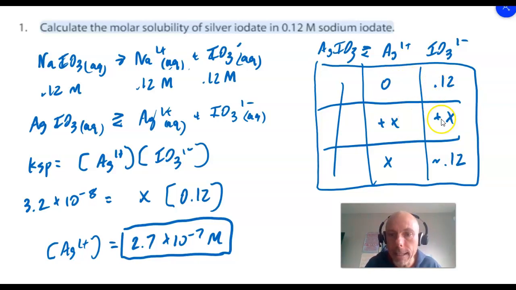They both go up by X, and again, appreciating that the Ksp for this salt is extremely low, 10 to the minus 8, the value for X will be very small, and when added to 0.12 is so negligible that we can assume the concentration of iodate will be 0.12 at equilibrium. So we plug these two values into our Ksp expression, X for silver, 0.12 for iodate, and when we solve for X, we get 2.7 times 10 to the minus 7 molar. That is the concentration of silver ions when this solution is in equilibrium with its solid. And it's also the molar solubility because there's 1 silver per silver iodate. So that's our final answer.